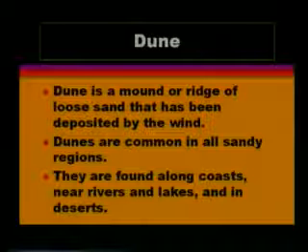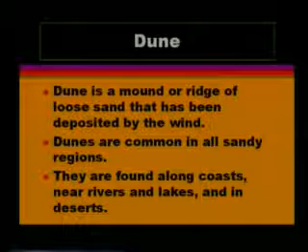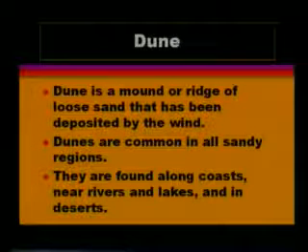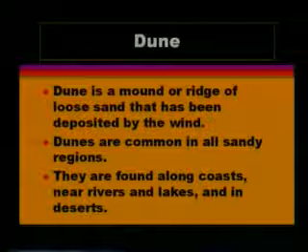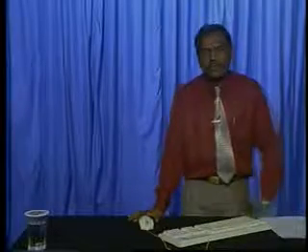And the next feature which can be expected by wind are the dunes. A dune is a mound or ridge of loose sand that has been deposited by wind. Dunes are common in all sandy regions, and they are found along the coastal regions, near river banks, lakes, and also in some of the deserts. Dunes may be long and narrow or shaped like a crescent. Some dunes have 3 or more ridges that extend from a high central peak. In some areas, large dunes may reach a height of 300 meters.